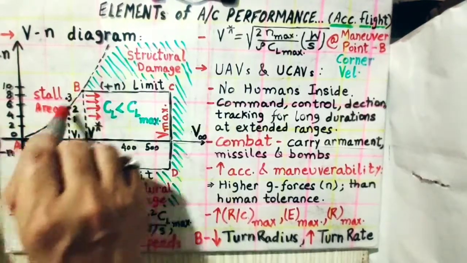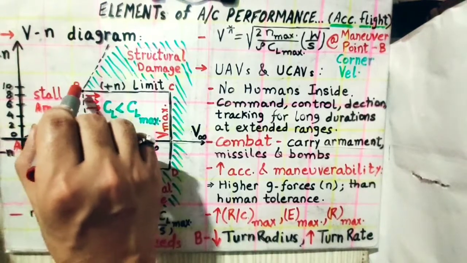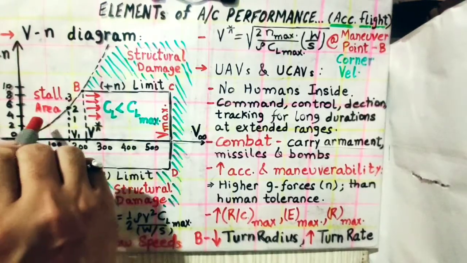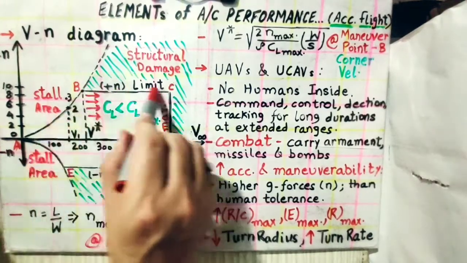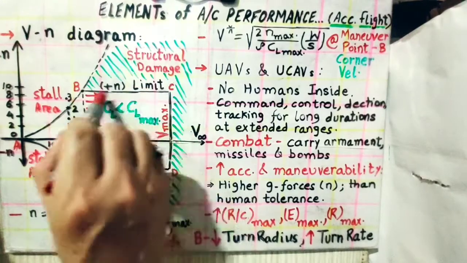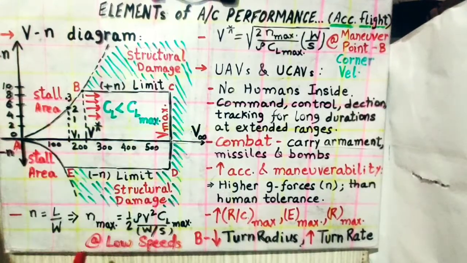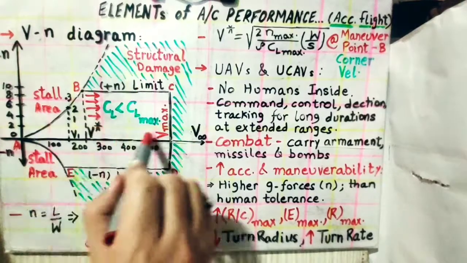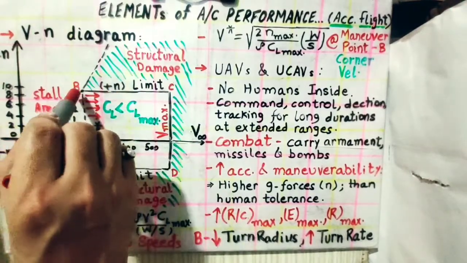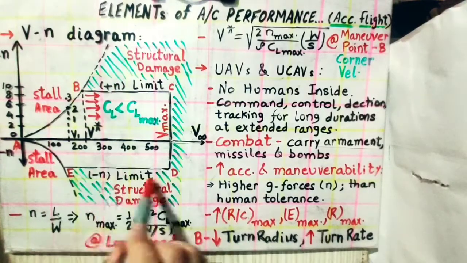This was the limit at which, at every point on this line, we have the maximum value of load factor as well as CL max. Here as well, maximum value of load factor as well as CL max. But over here, we have the maximum value of load factor, but CL is always less than CL max for different velocities. At low speeds, the aircraft can fly with maximum load factor corresponding to CL max. But at higher velocities, it cannot fly at maximum CL, but it can fly within the maximum positive limit of load factor, or within the maximum negative limit of load factor.